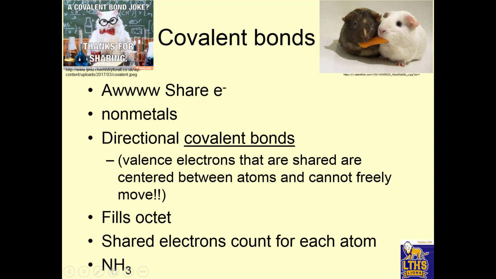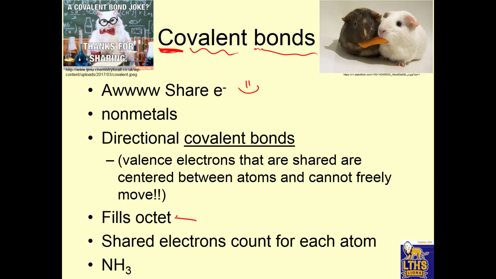Okay. Covalent bonds. Co means together, yay. Valence is the valence electrons, so sharing valence electrons to make a bond. Oh, sharing, yay, we love to share, look at them sharing. So what kind of atoms are generally going to make covalent bonds? Nonmetals. Sometimes we call covalent bonds between nonmetals directional covalent bonds because the valence electrons that are being shared are stuck with the atoms sharing them and they can't flow around.